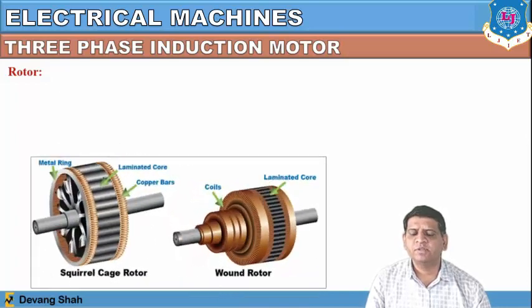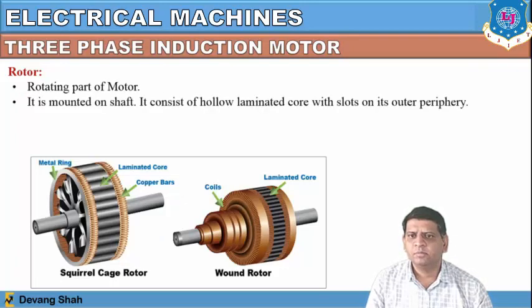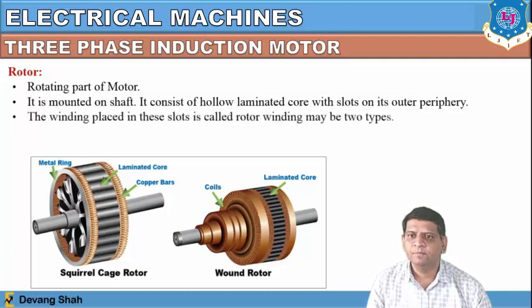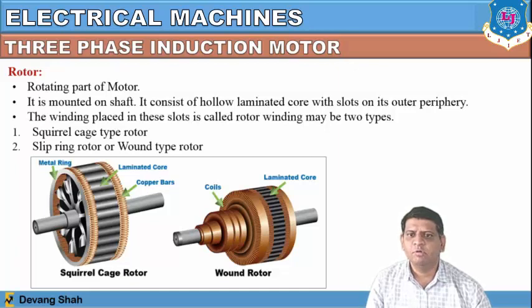Now the other part of this induction motor is referred to as the rotor, right, which is continuously rotating inside this stator. So that's why this is defined as a rotor. Now there are two types of rotor. Rotor is nothing but the rotating part of the motor. It is mounted on a shaft and consists of a hollow laminated core with slots on the outer periphery. The winding placed in these slots is called rotor winding, and may be of two types: squirrel cage type of rotor or slip ring rotor, or wound type of rotor.